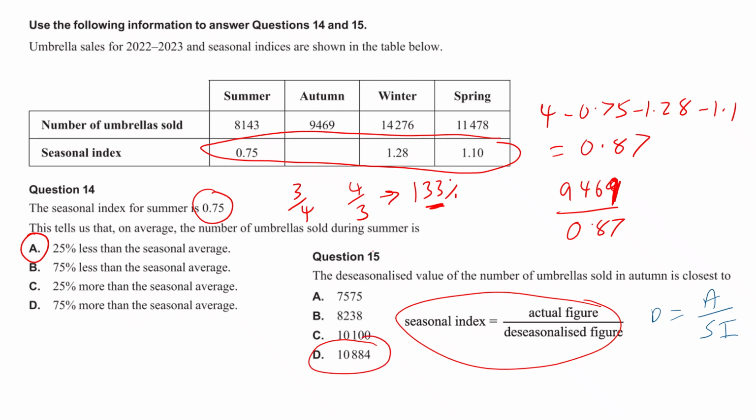10,884. So make sure you've got some rearrangements of this equation. If you're not good at rearranging equations, the form you needed here was deseasonalized is actual divided by SI. So that's what we did up here to get approximately 10,884. Practice SIs because you can get in a confusing mess, and they'll often put answers in there that are common mistakes.